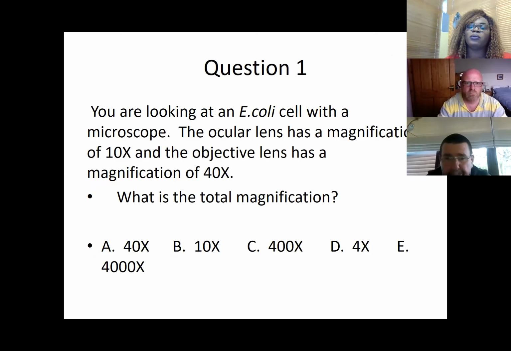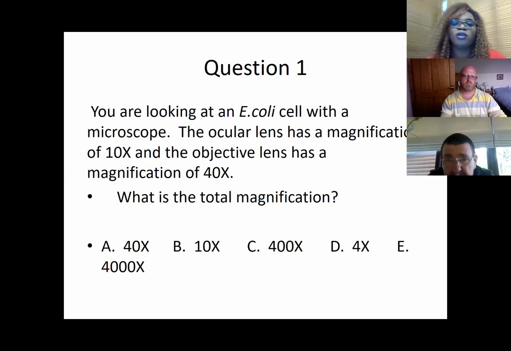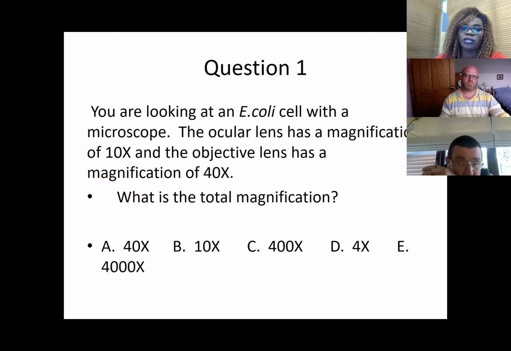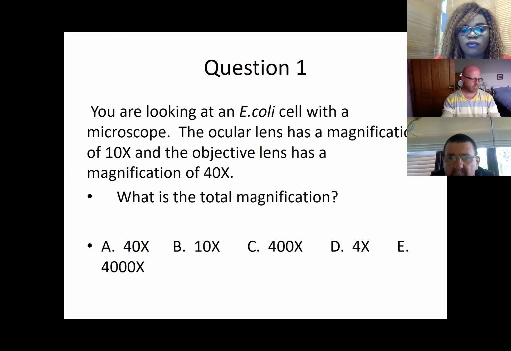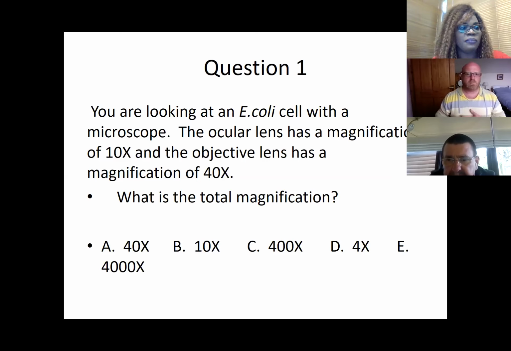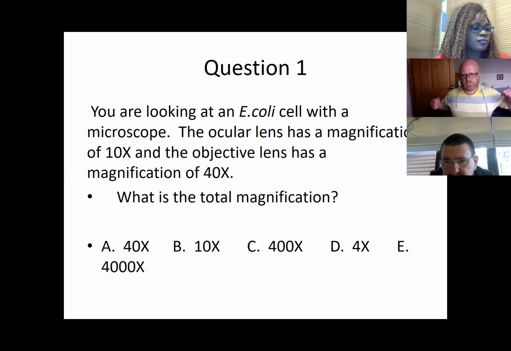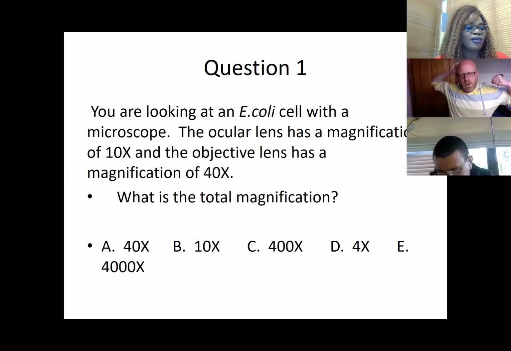So now, question number 1. You are looking at an E. coli cell with a microscope. The ocular lens has a magnification of 10 times, and the objective lens has a magnification of 40. What is the total magnification? C. 400. Fantastic.